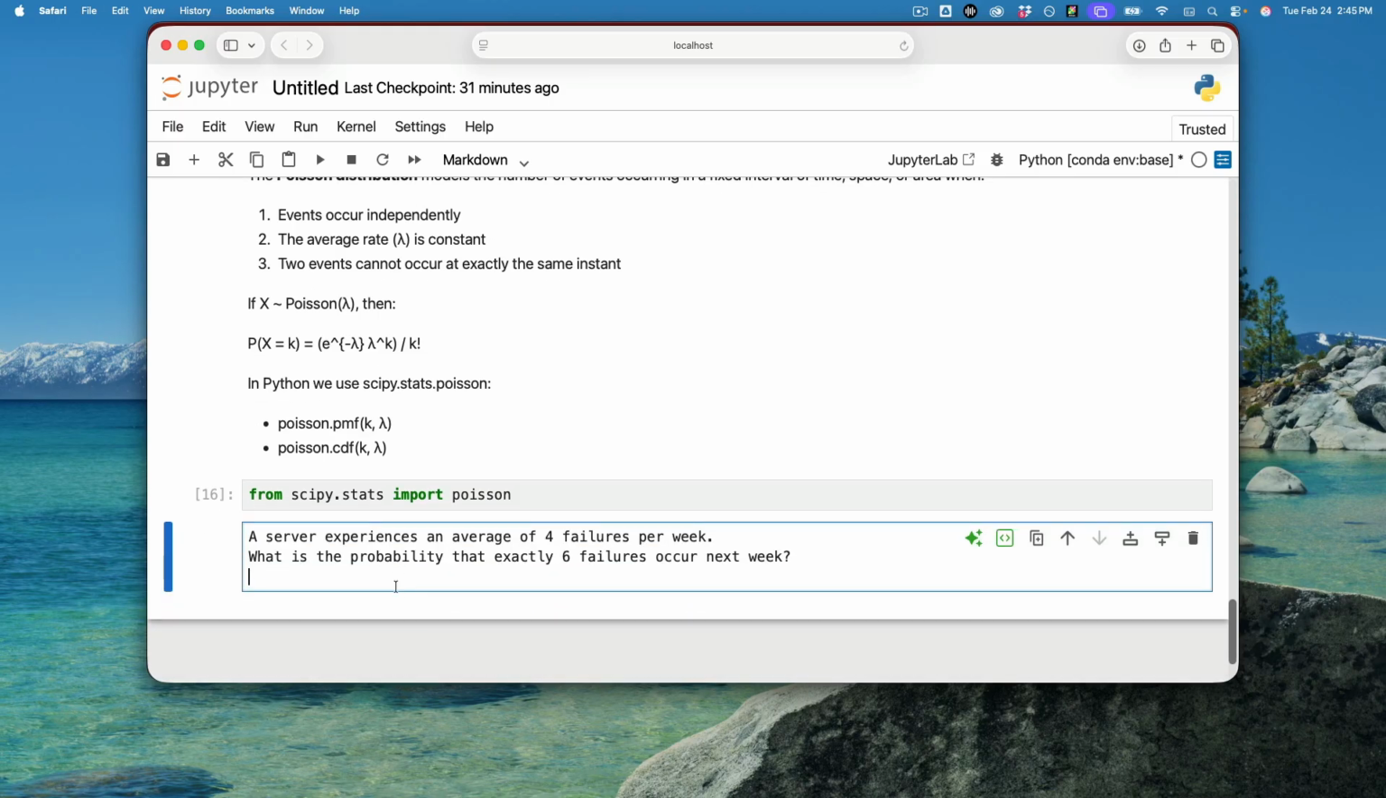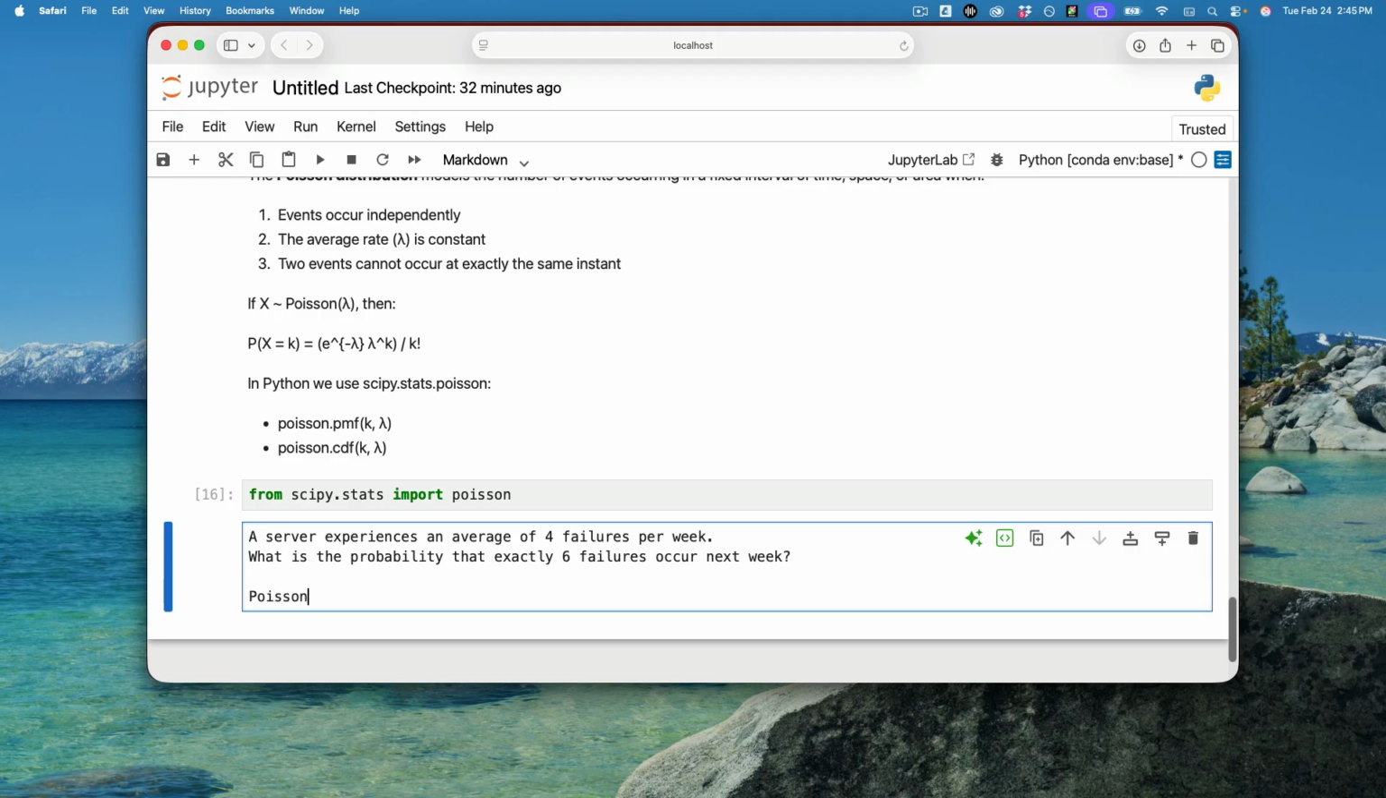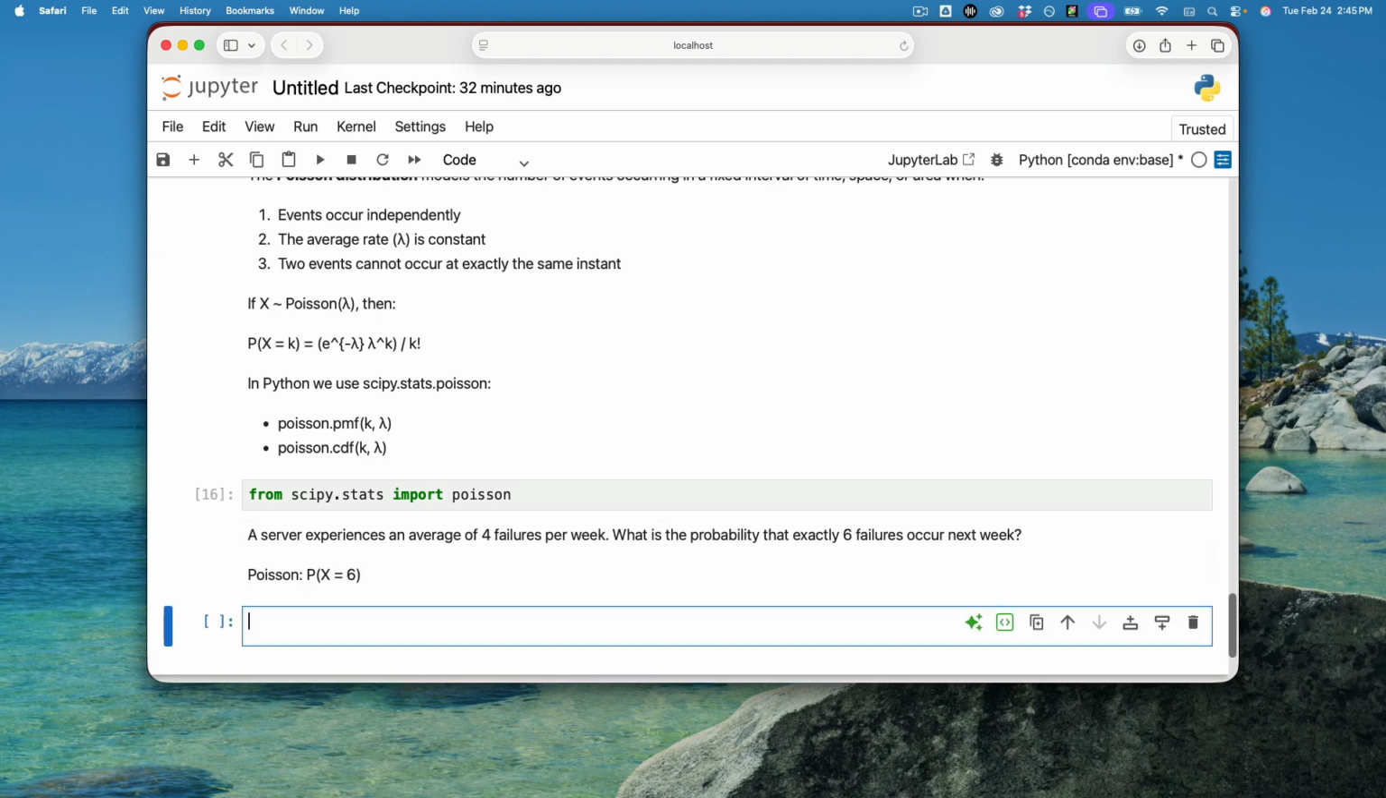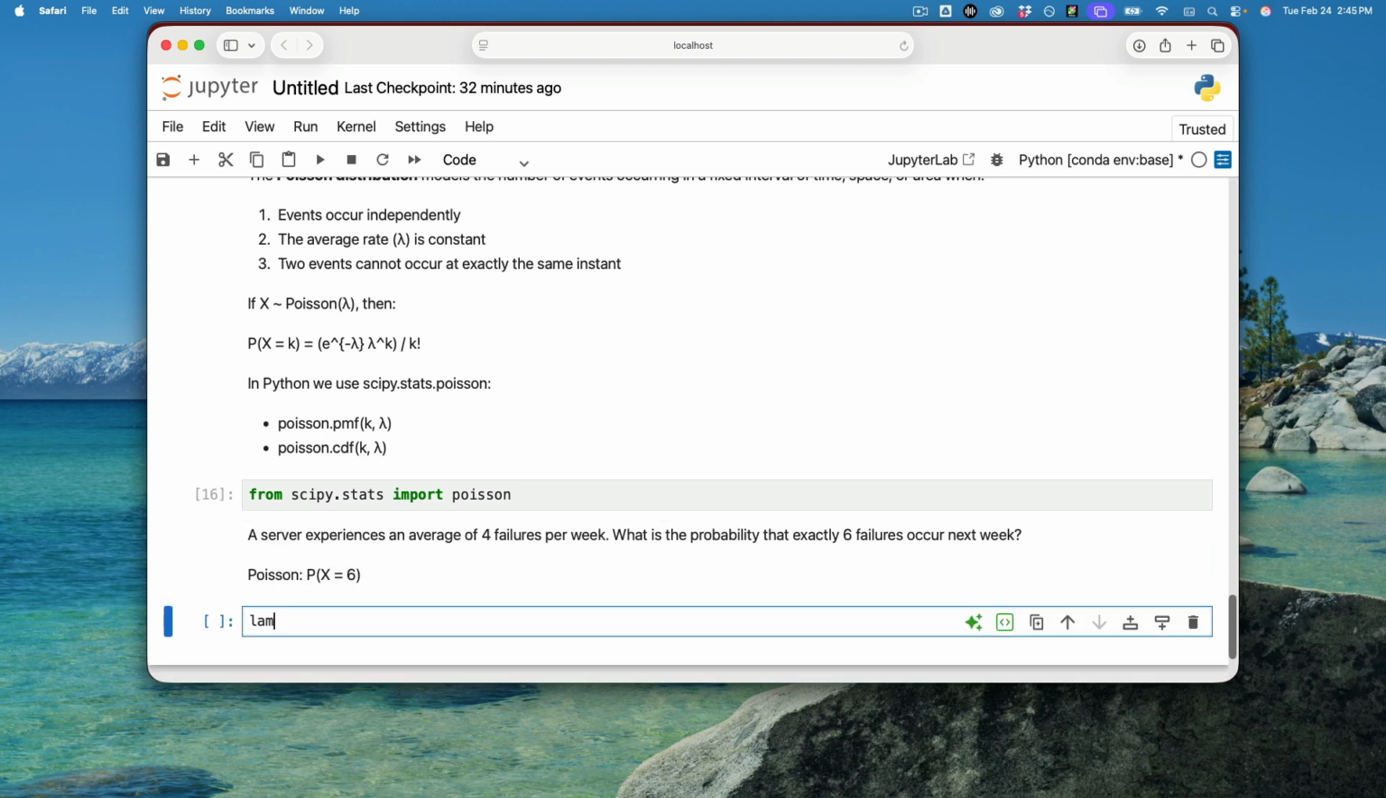A server experiences an average of 4 failures per week. So we're given lambda. What is the probability that exactly 6 failures occur next week? All right, Poisson distribution. It's a model. We're modeling this process with a Poisson distribution. With absence of any other info, this is the best we can do. So we need to compute P of x equals 6. And then lambda is equal to 4, right?